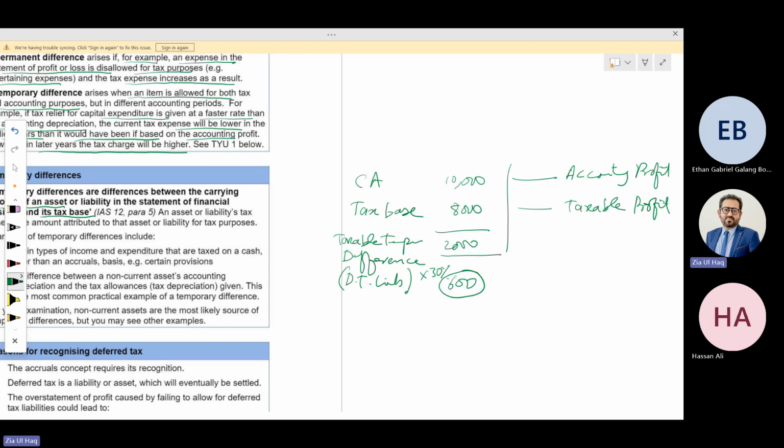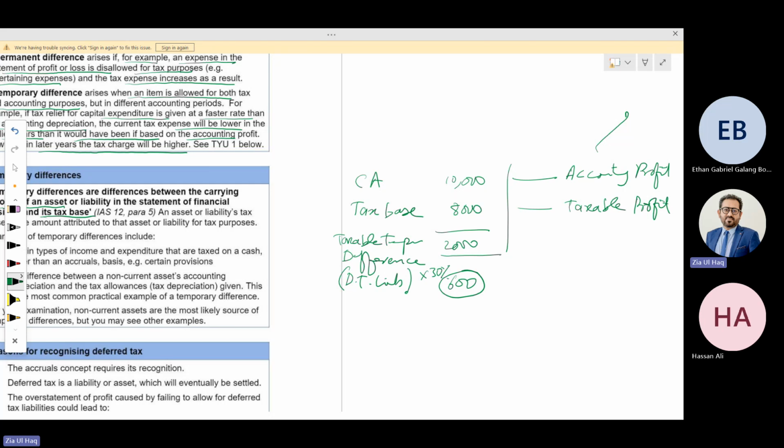If accounting profit is more than taxable profit, there will be deferred tax liability. If carrying amount is more than tax base, carrying amount means according to accounting profit, and tax base means according to the tax department. Tax base means according to the tax department's profit calculation, value of asset, and depreciation charging. So carrying amount means according to our books. What depreciation should be charged? What should be the carrying amount of the asset?